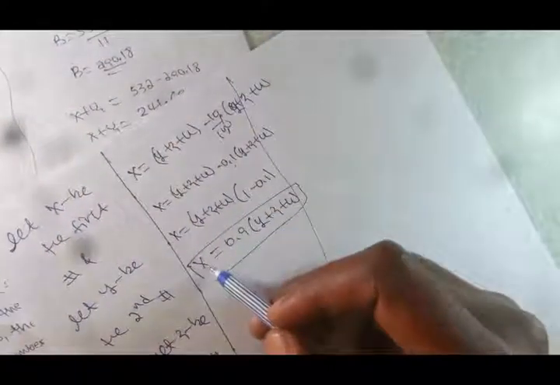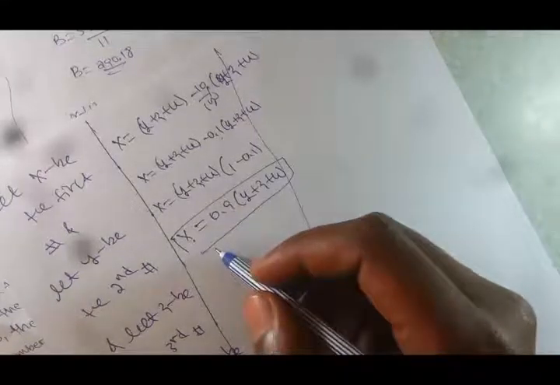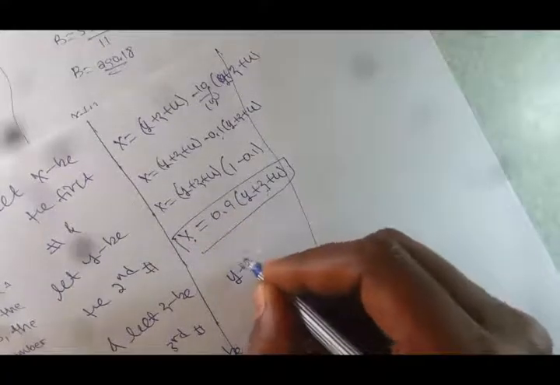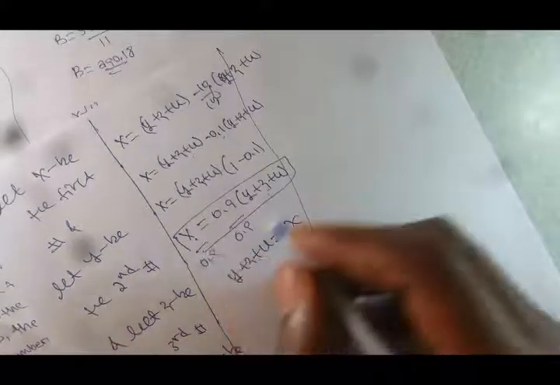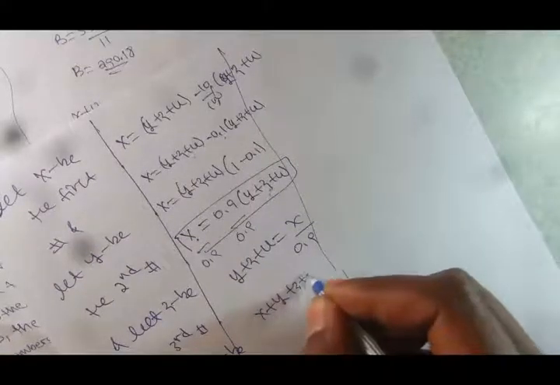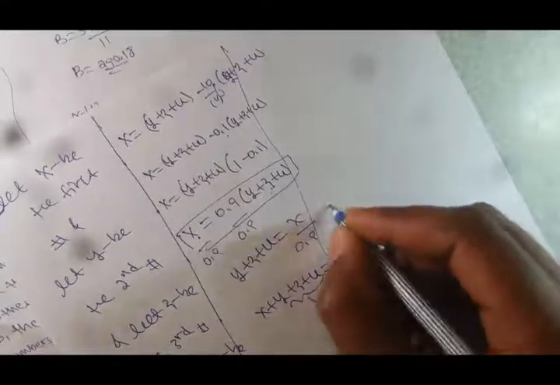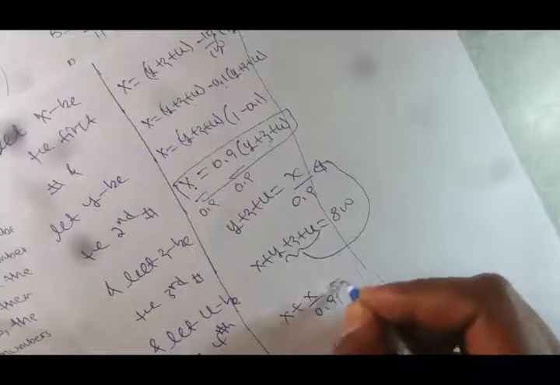And we are asked to find the value of x. Whenever we are asked to find the value of x, we have to eliminate any number other than x. In our case, the part other than x is y plus z plus u, so we have to eliminate this. y plus z plus u is equal to x over 0.9, when we divide by 0.9. And we know that x plus y plus z plus u is equal to 800, so we eliminate this to find x. Therefore, x plus x over 0.9 is equal to 800.